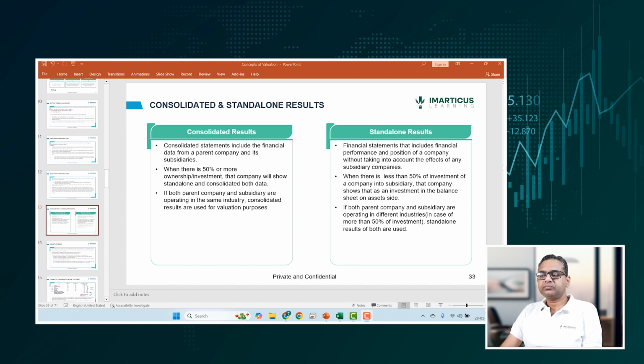So let's say a company owns a 20% stake in another company or a 30% stake, that is less than 50%, then they can simply show it as an investment on the asset side of the balance sheet. If both parent and subsidiary companies are operating in different industries, standalone results of both are used. So then we should look at standalone results of the parent and standalone results of the subsidiary company and then do the valuation because they are operating in different industries.